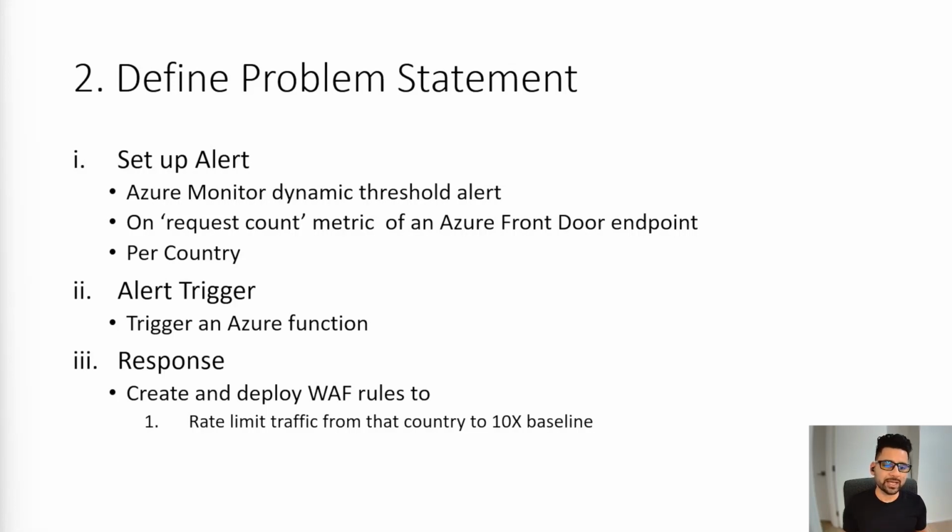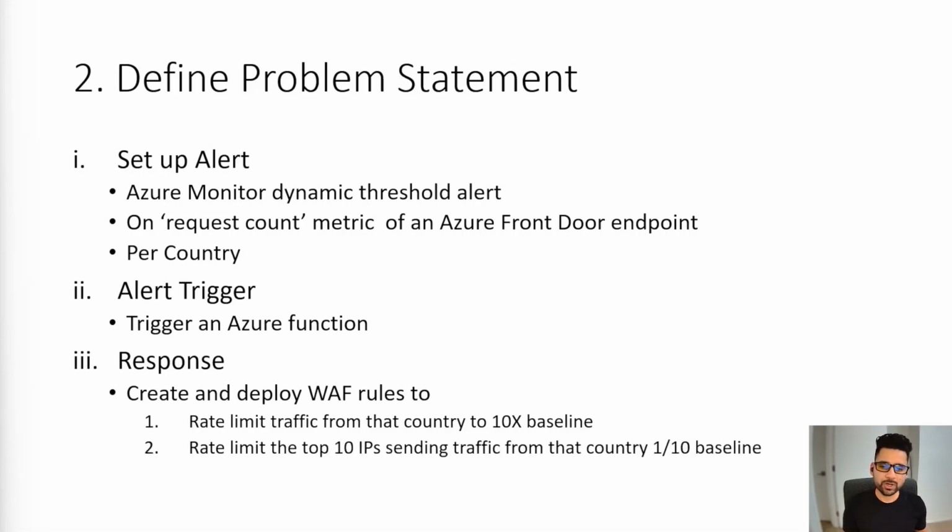Why are we setting it to 10x the baseline? It's not a hard and fast rule. You can set it to 1x, 2x, 100x. It completely depends on your specific scenario. It would depend on factors like how much confidence you have in the alert, how much origin capacity you have, and it will also depend on the intensity of the attack. So again, it's just to demonstrate that the baseline can be used to come up with that rate limit threshold.